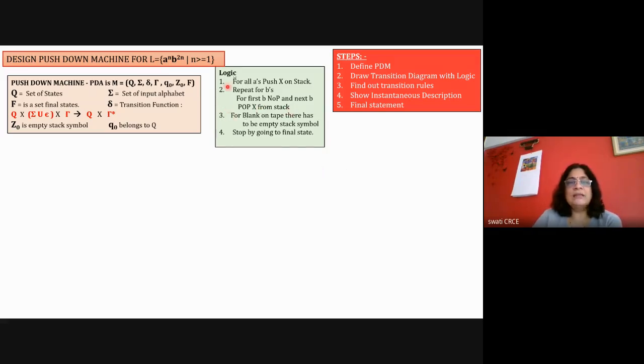And finally, you should get a blank symbol, and for the blank symbol with the empty stack symbol, that means if it is matching, then we can say that the string is accepted by the machine and it goes to the final state. Okay, so this way you need to just represent your logic. If you have not understood this particular logic, when we are solving the problem, you will understand. Okay, so don't worry. And you have to draw the transition diagram at the same time.